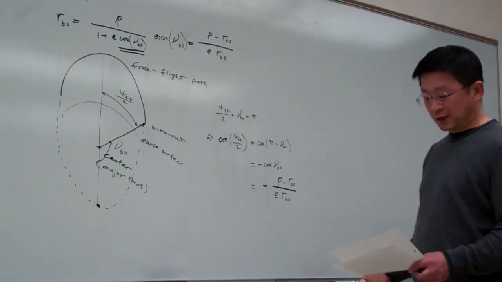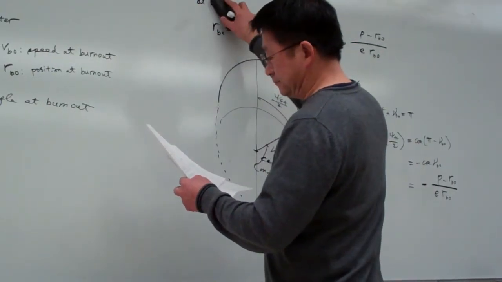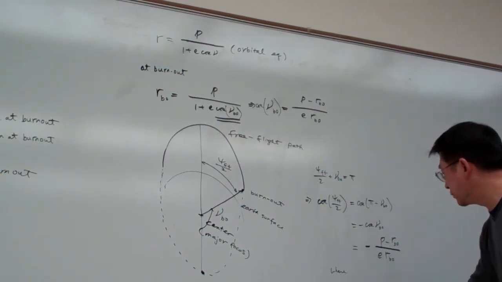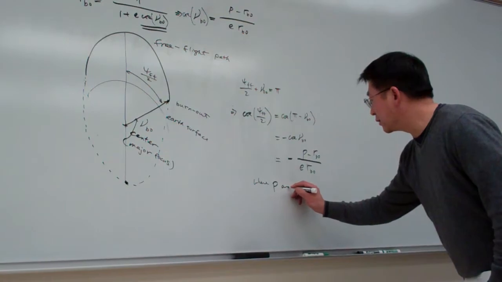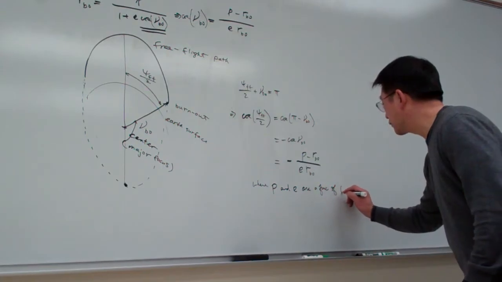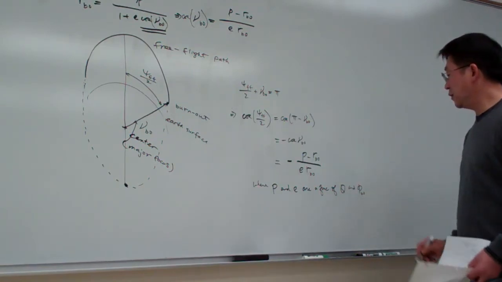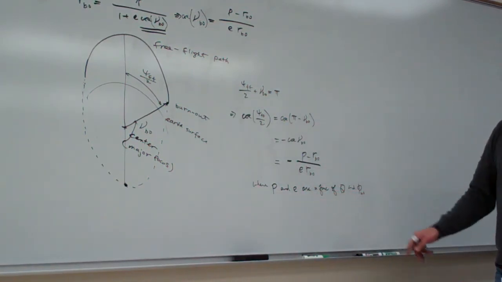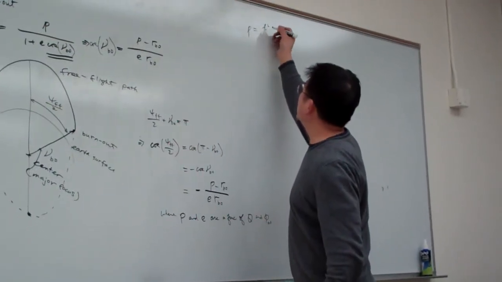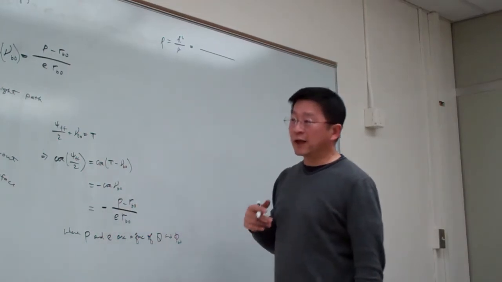We good? Okay, so I'm going to keep writing here. So let me put it where P and E are functions of Q and VBO. Okay, so the remaining is I'm going to show you what is the function of the P and E. So here, P equal to H squared divided by mu. Okay, and H is our angular momentum.